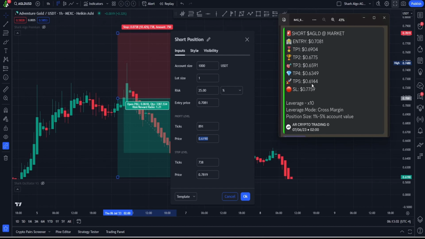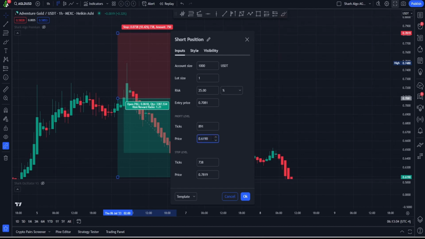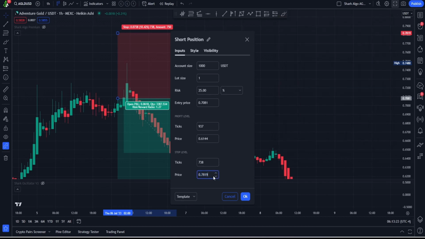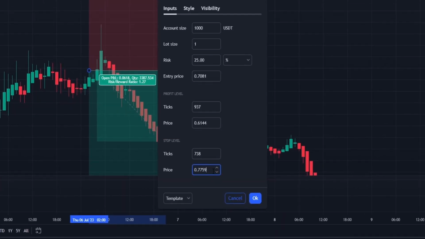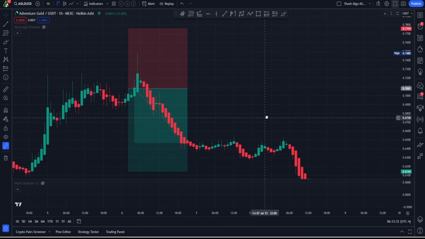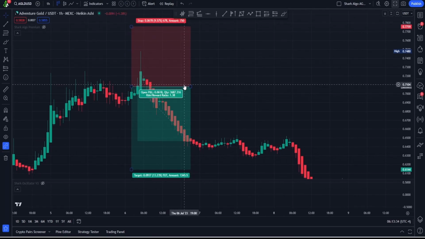So 0.6144. I simply type that in, 6144, and now I click away and you can see that this adjusted over here. Now my stop loss, I can make the adjustment. My stop loss is going to be based on what the analyst sent out. So stop loss is 0.7759. So we just type that in. And I can just click away anywhere, or I can click OK. So now this is the trade setup that the analysts identified.